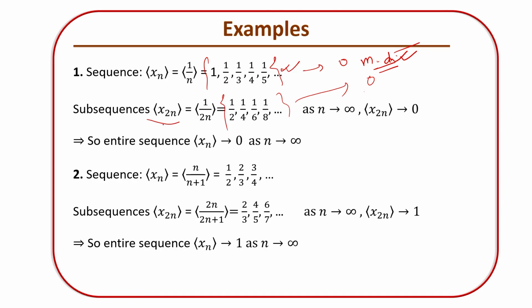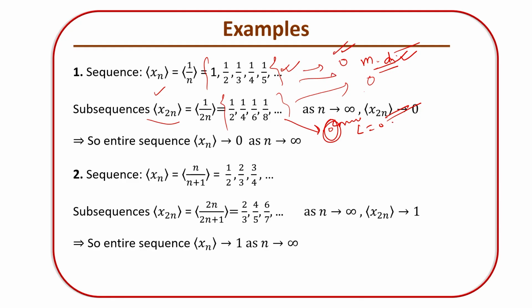Now look at the subsequence 1/(2n), which converges to 0. So the limit L is 0 and it is a converging subsequence. This is the second point of the theorem. If this happens, then the sequence, not just the subsequence, converges to the same limit as its subsequence. Since the subsequence converges to 0, the sequence 1/n also converges to 0.